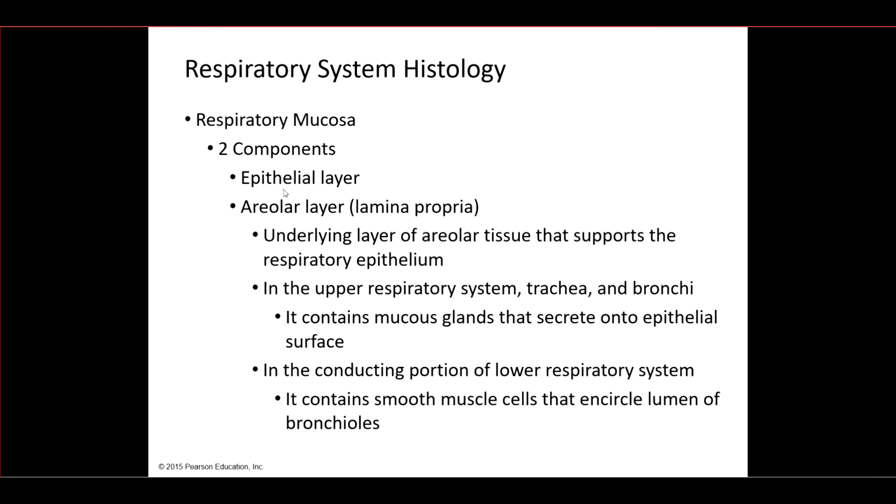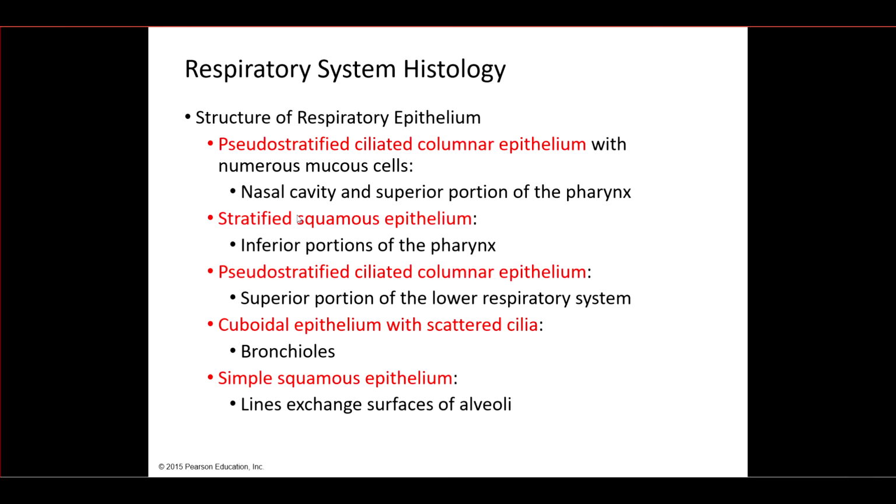All right, so it's important to know that the respiratory mucosa or this mucous membrane is going to have epithelial cells and a layer of areolar connective tissue underneath it. We call that the lamina propria. Now, not all of the epithelial cells are the same along the entire respiratory system. They're going to vary based on the location and the function of the organ. One of the most prevalent epithelial cells that we see is going to be pseudostratified columnar epithelium with cilia.